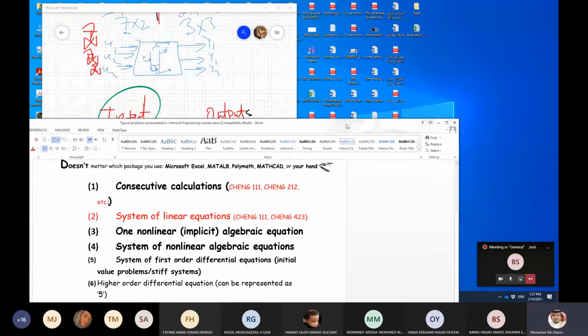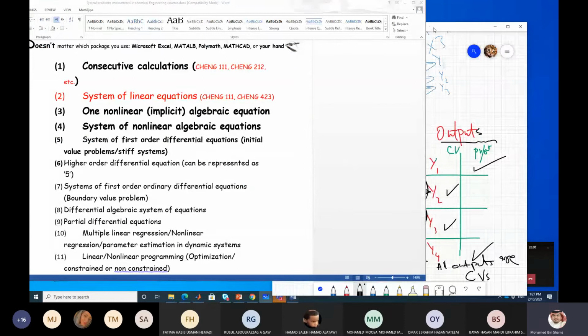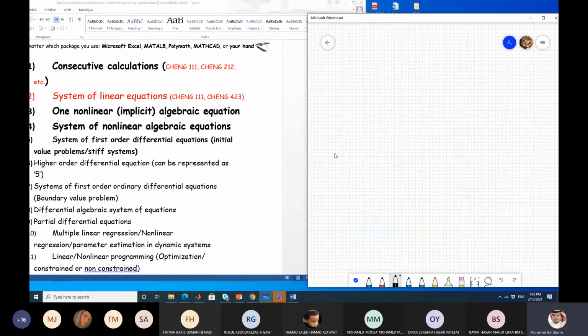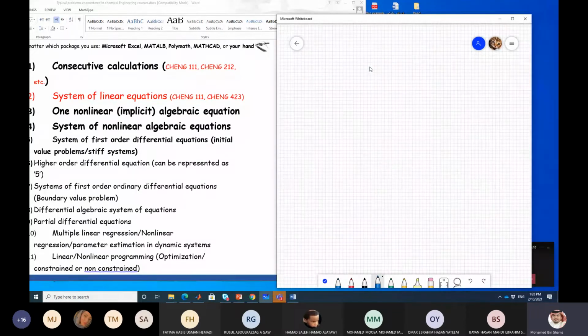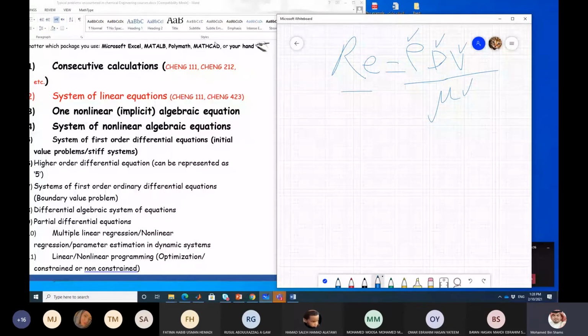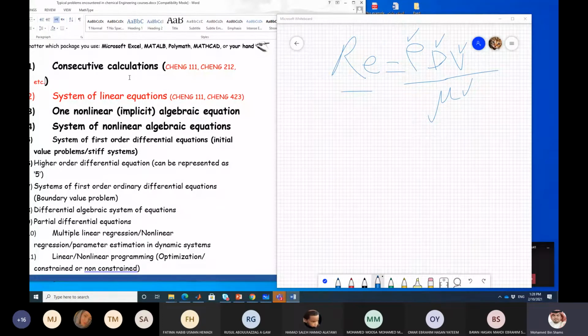So, sorry, consecutive calculation. If it's here, my whiteboard, please come here. Consecutive calculation is something like calculating the left-hand side of an expression while I have everything on the right-hand side. Example, Reynolds number. So Reynolds number is rho dV over mu, right? That's your Reynolds number. So if you give me rho, with diameter, with velocity, with viscosity, I can calculate for you the Reynolds number. We call this kind of calculation consecutive calculation. It's a very simple type of calculation.